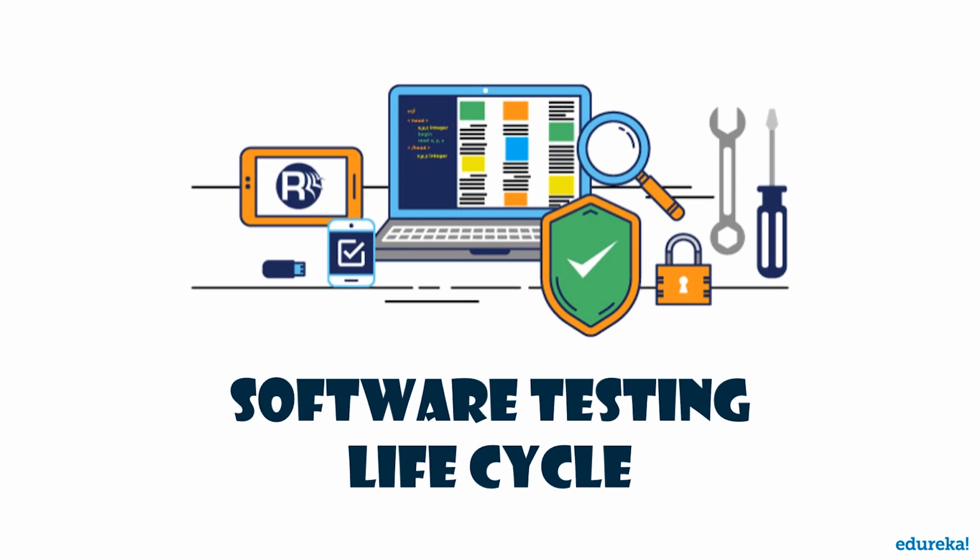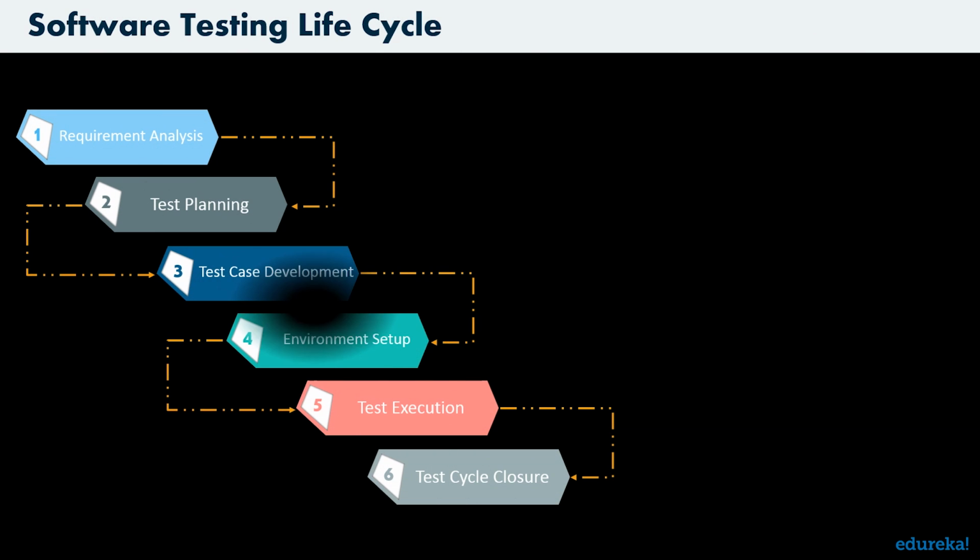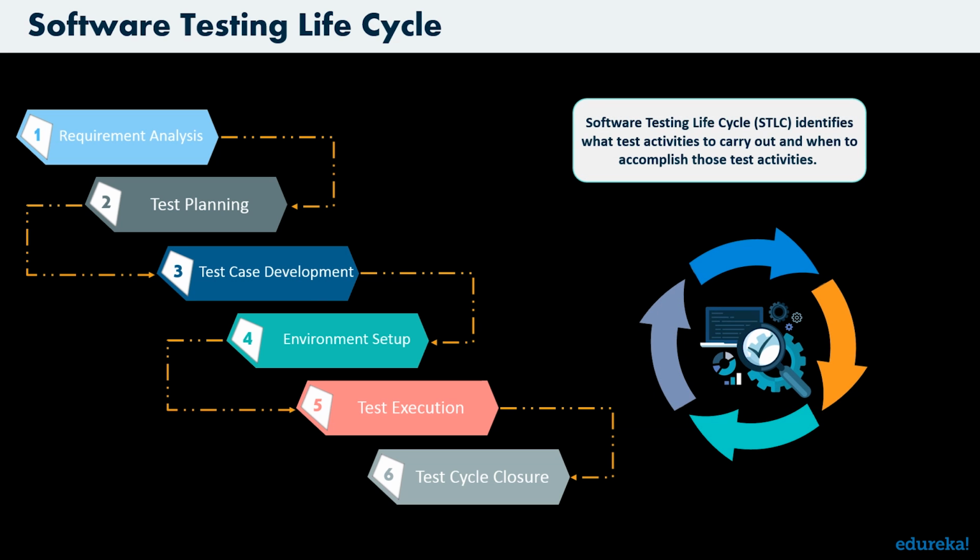Now, let's move on and have a look at the software testing life cycle. The software testing life cycle basically identifies what test activities to carry out and when to accomplish those test activities. There are 6 different phases in the software testing life cycle. The first one is requirement analysis. Then we have test planning, test case development, environment setup, test execution, and the final step is test cycle closure. If you want to know more about all of these different phases, you can refer to the software testing life cycle video by Edureka.